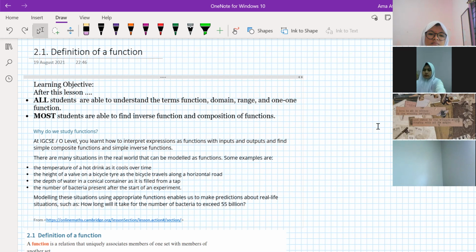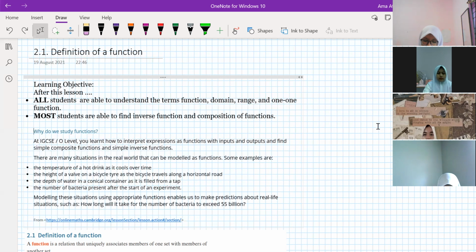For example, we want to find the relationship of the temperature of a hot drink as it cools over time. This is also a function. And the height of a valve on a bicycle tire as the bicycle travels along a horizontal route. Their relationship is also a function. And the depth of water in a conical container as it is filled from a tap. And the number of bacteria present after the start of an experiment. Maybe because it is happening right now, it's about the coronavirus. Some experts already predicted that the coronavirus will grow as exponential growth, exponential functions. So the experts have also predicted the numbers of coronavirus cases using functions.